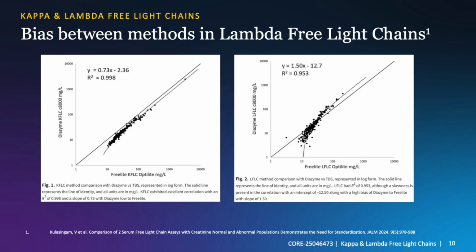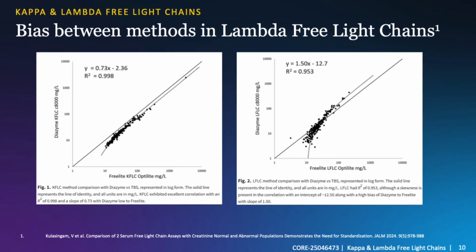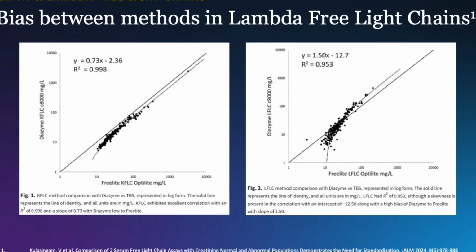On the other hand, a lot of people want to look at correlation to a predicate device. We have great correlation, so 0.99, as you can see by these graphs. But there are some differences on the Lambda side between us and our predicate device, if you want to call it that. Tell me more about that.